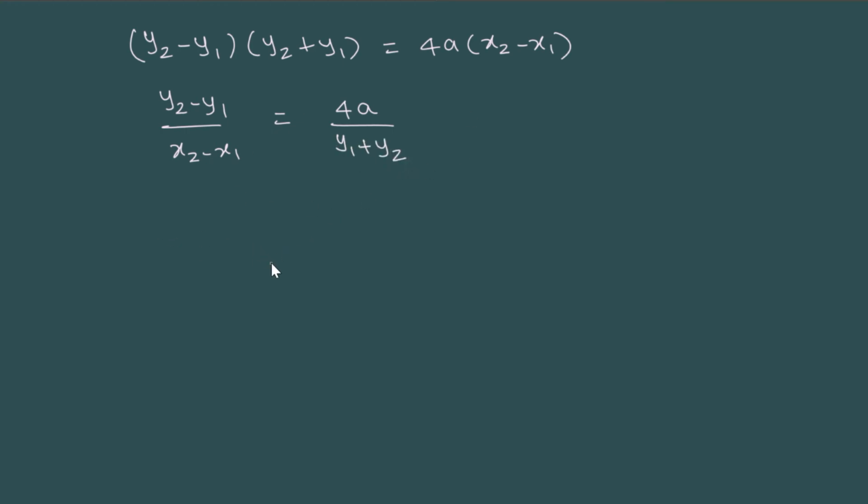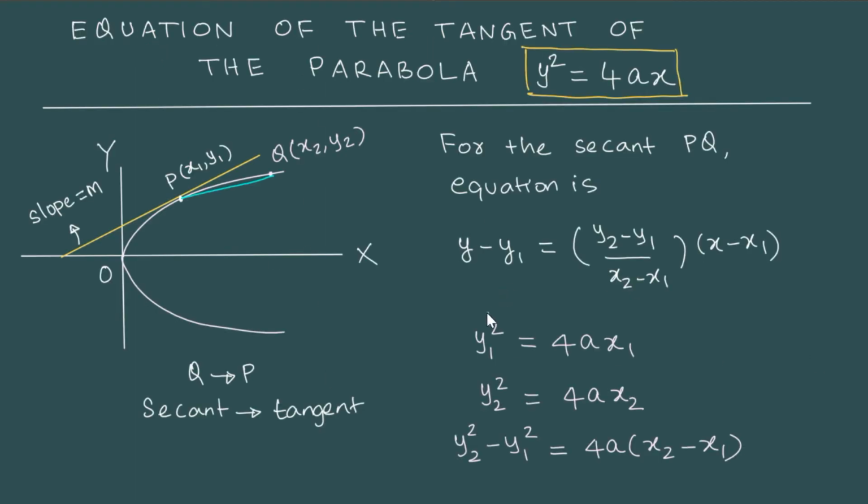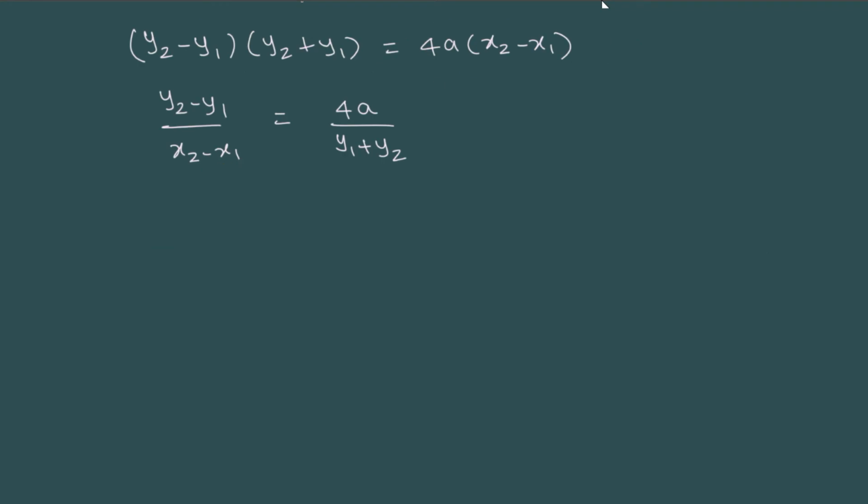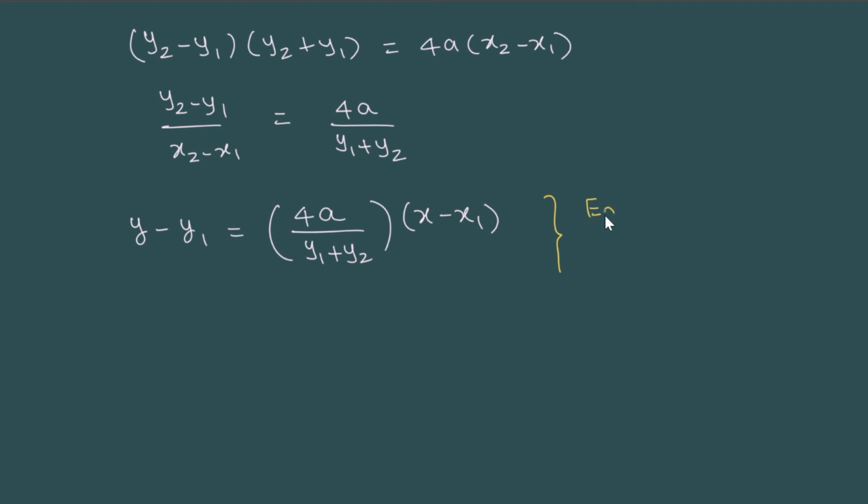Now let's substitute this back in the equation of the secant line. So what do we have here? y minus y1 will be 4a by y1 plus y2 into x minus x1. This is the equation of the secant PQ.